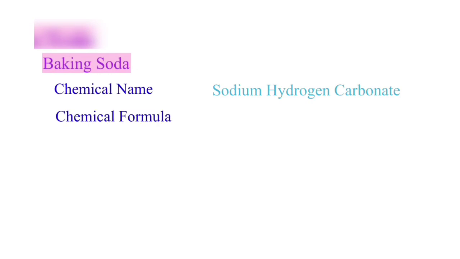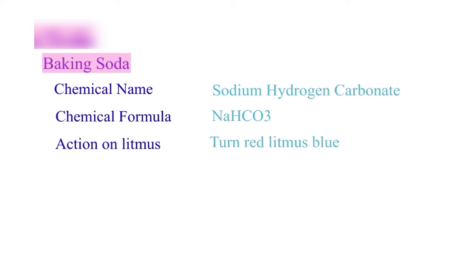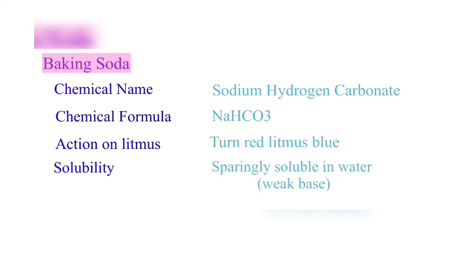Next is baking soda. Its chemical name is sodium hydrogen carbonate. Its chemical formula is NaHCO3. It turns red litmus blue. It is sparingly soluble in water as it is a weak base. Now, how is sodium hydrogen carbonate prepared?